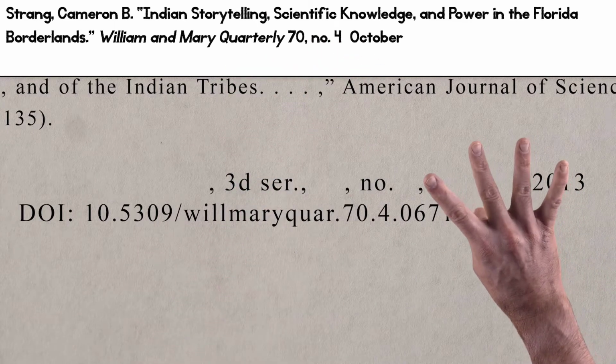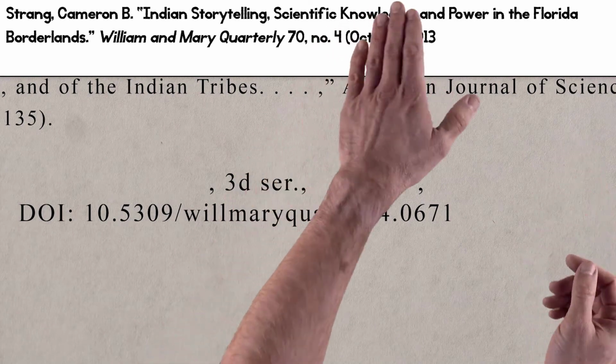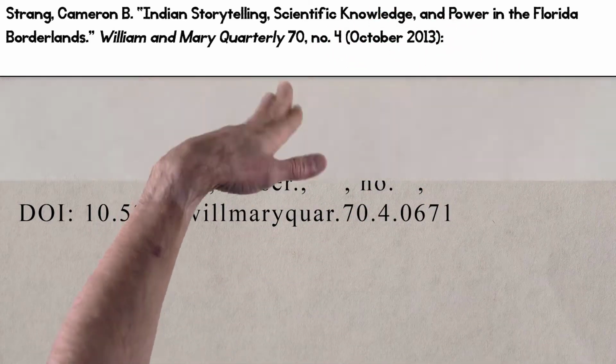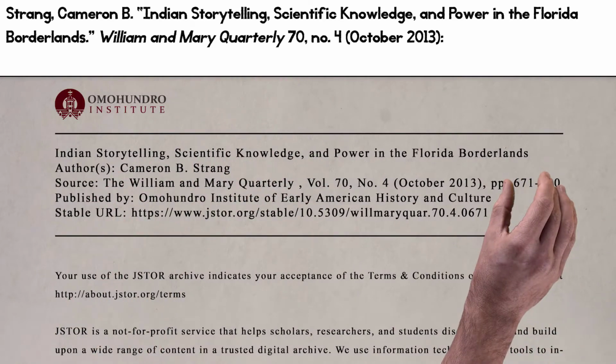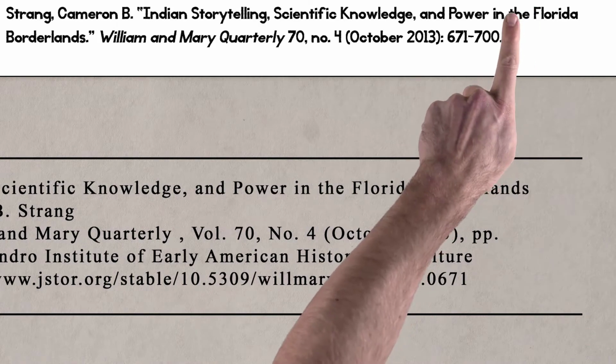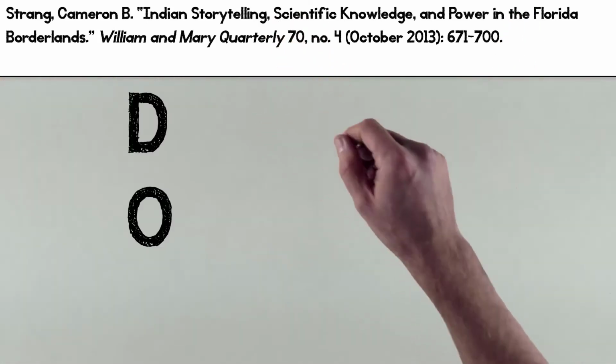Then you put the written month and the 4-digit year in parentheses, followed by a colon, a space, the page numbers, which we can find on our handy information sheet at the beginning of the article, and close by a period. Next comes the DOI.